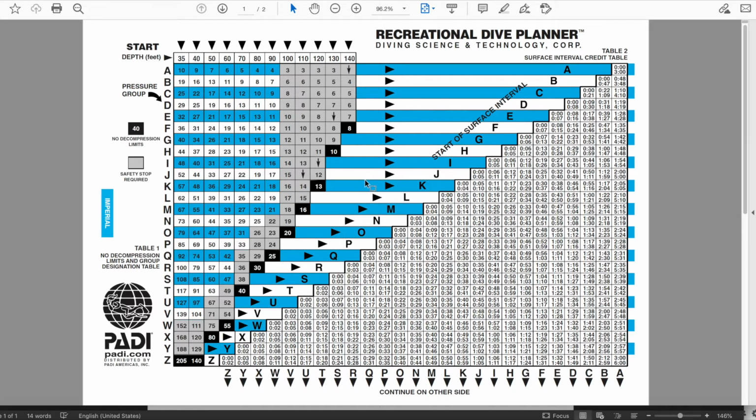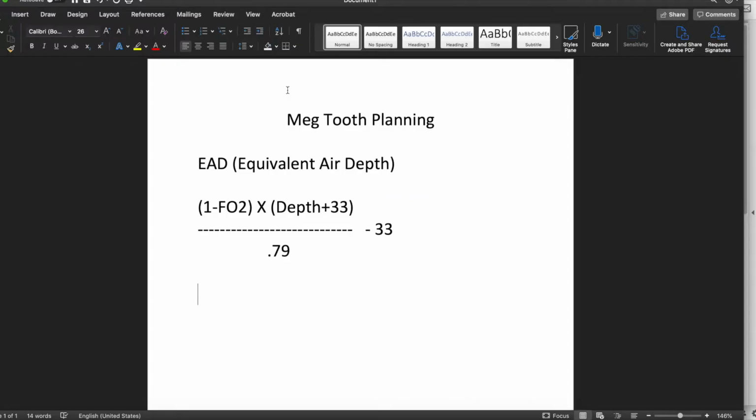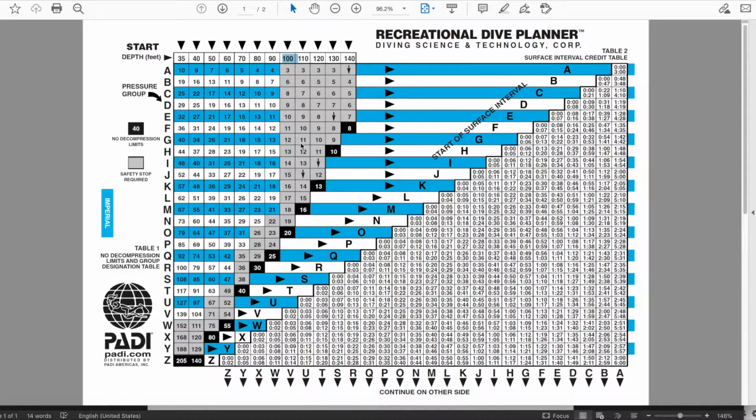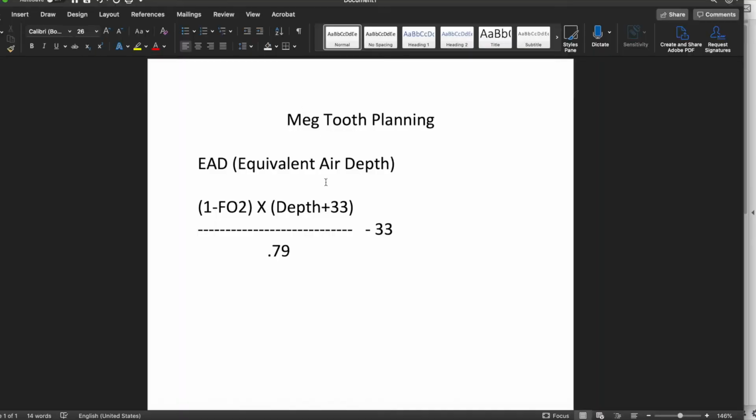So here's a recreational dive planner, and we know that we're going to go to 100 feet. So that's right here, 100 feet. What we need to do is find out what the equivalent air depth would be based on the nitrox mix that we're using. In this case, 32% is the most common.